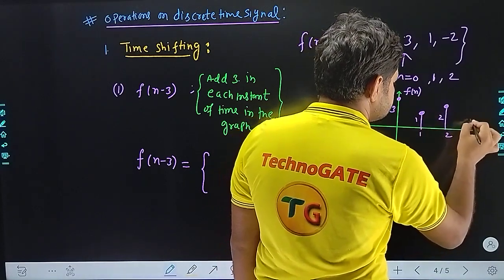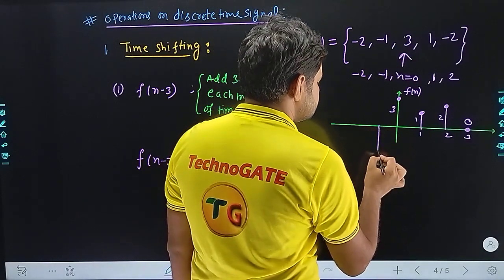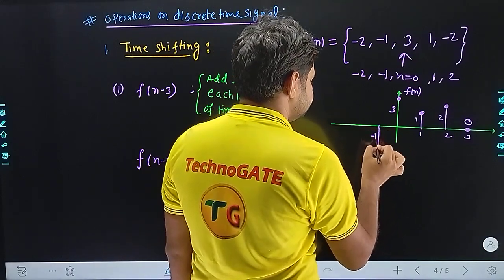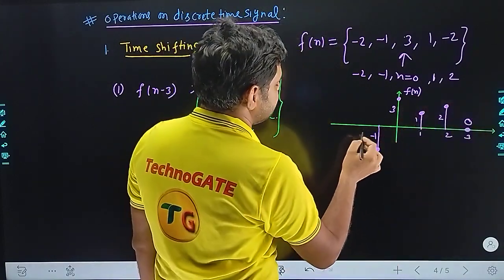For n is equal to 3, sample value is 0. Similarly, for n equal to -1, sample value is -1. Please pardon me if you are not feeling the samples are of equal size of the same value, okay?